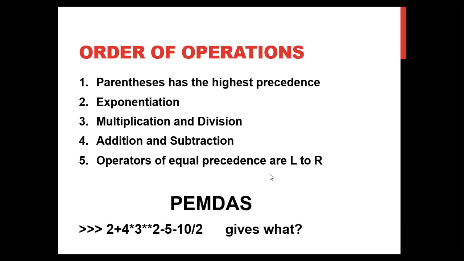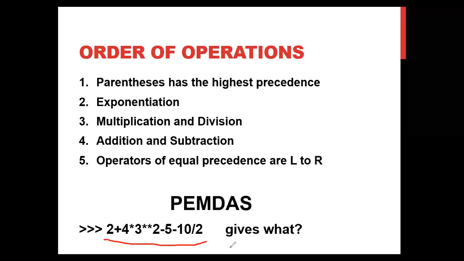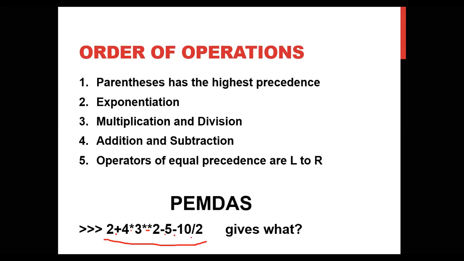Okay, here observe this, one example is there. What is the result of this expression? First we analyze this one generally, after that we can do the same in our Spyder. Here 2 plus 4 into 3 raises 2 minus 5 minus 10 divided by 2. Among this, what are the operators: plus, multiplication, exponential, minus, division. Among this, exponential has the highest precedence. So first we are going to calculate the exponential.